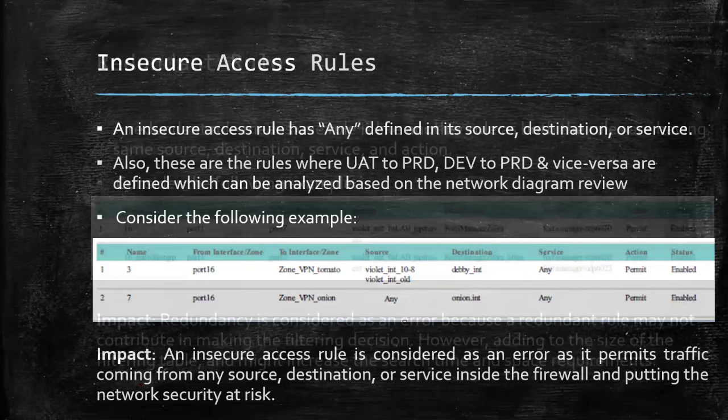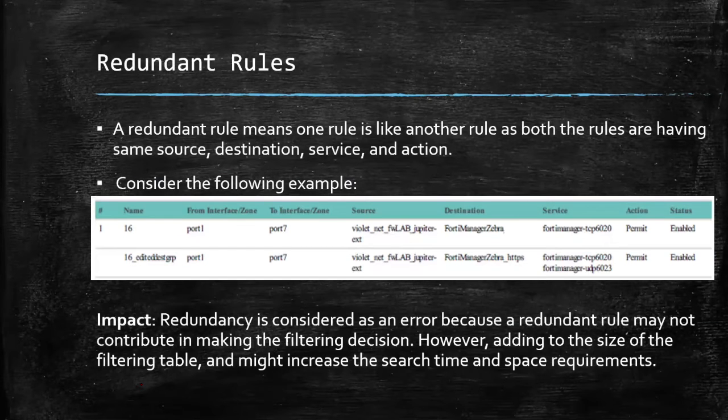Okay, the next is related to redundant rules. Redundant rules are nothing but similar rules. For example, rule A has the same service, source, and destination as rule B. If you find that kind of rules, that means there is a redundant rule in the firewall, and that will put an overhead on the firewall and will reduce the performance of the firewall.